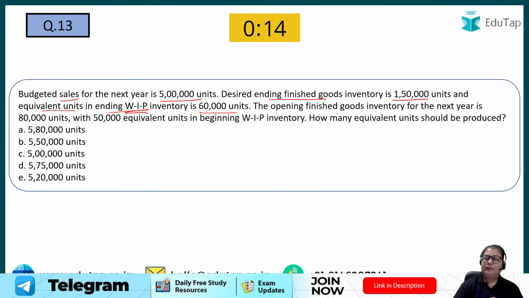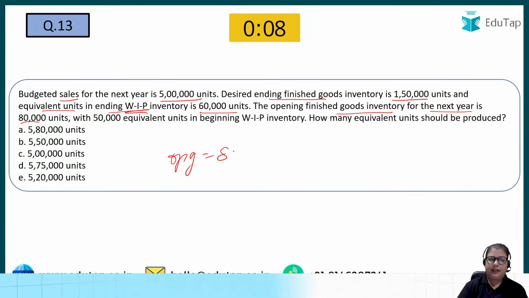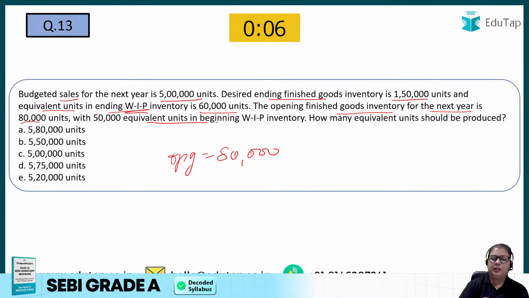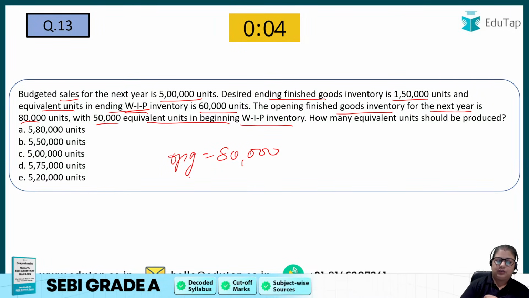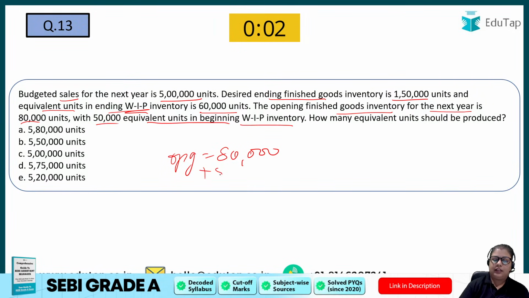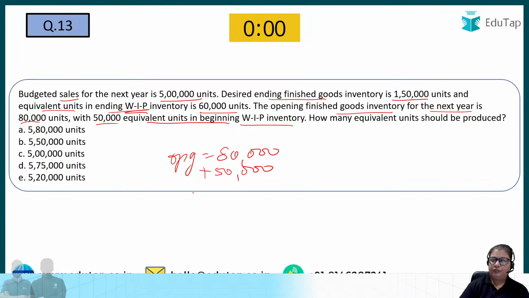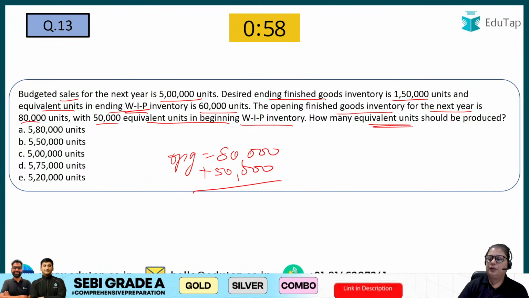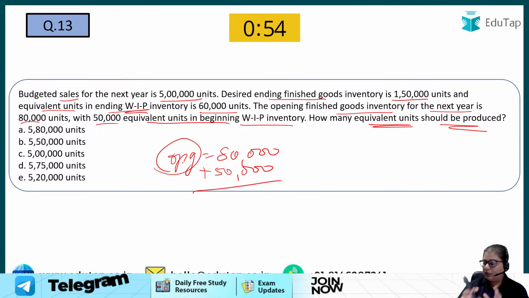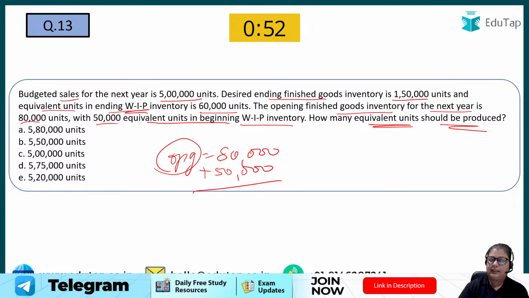So the opening finished goods inventory for the next year is 80,000, and equivalent units in WIP inventory is 50,000. They are asking how many equivalent units should be produced. So how much do we have right now? That is 80,000 plus 50,000, 1,30,000 units are there with us.